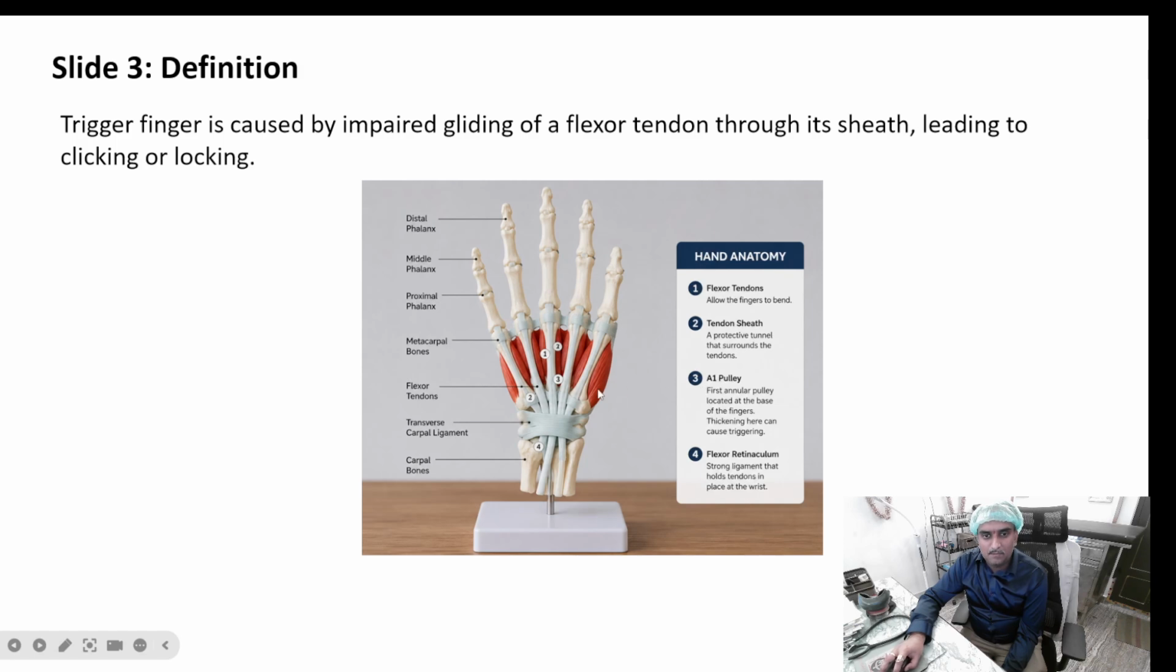Number three, that is the A1 pulley. This is called a pulley. The first annular pulley is located at the base of the fingers. Thickening here can cause triggering. This is the place where triggering occurs.